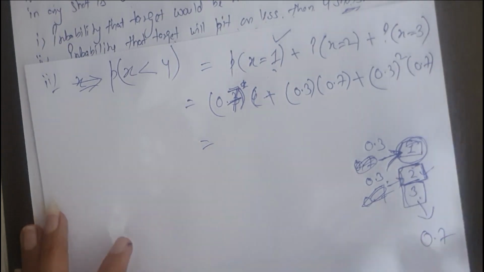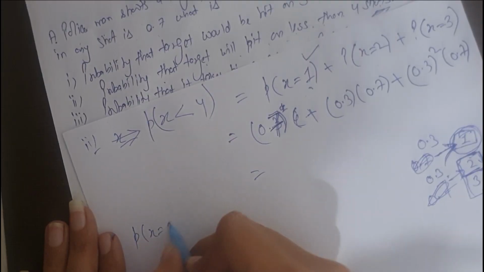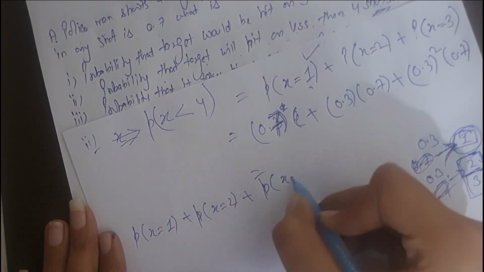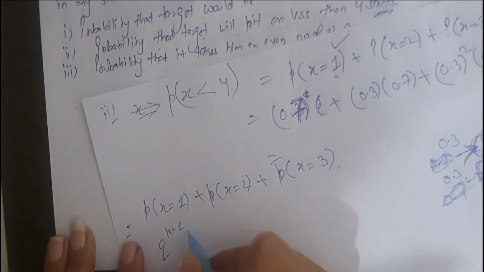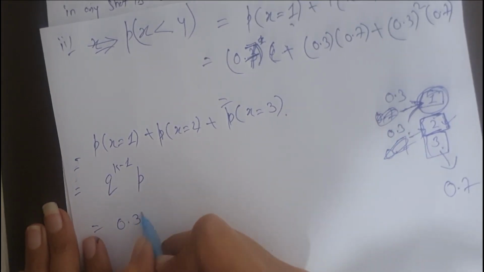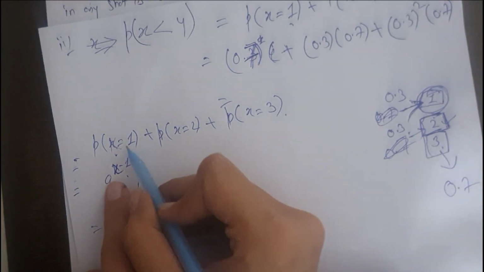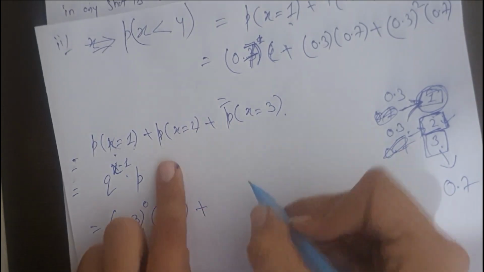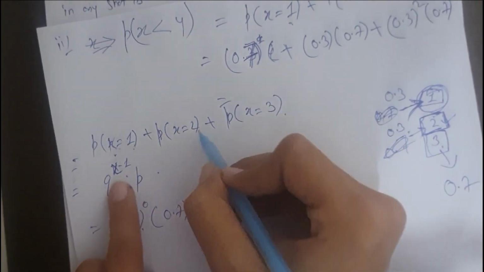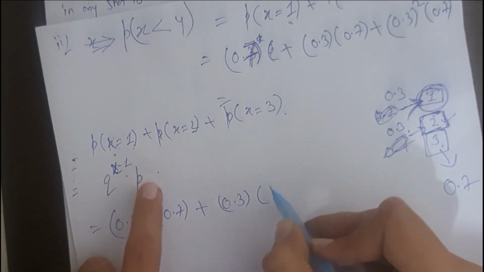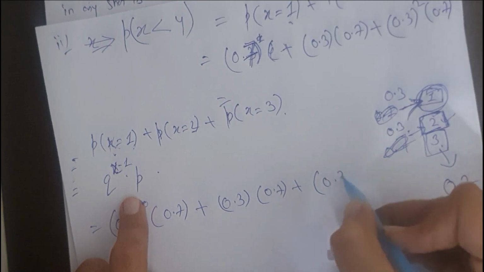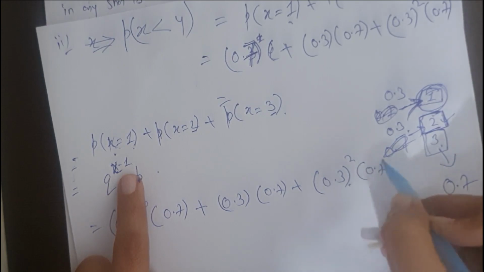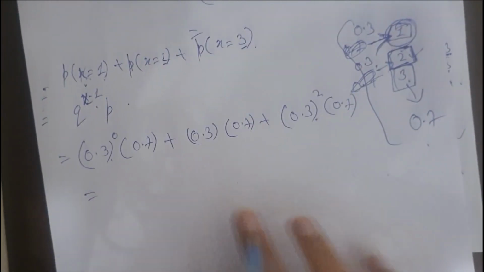If you want to go by formula, then this will be P(X=1) plus P(X=2) plus P(X=3), with q to the power k minus 1 into p. Here q is 0.3. Here X is 1, 1 minus 1, 0, into p is 0.7, plus 0.3 where X is 2, 2 minus 1, 1, into p is 0.7, plus 0.3 where X is 3, 3 minus 1, 2, 0.7. Then solve it and you will get your answer.